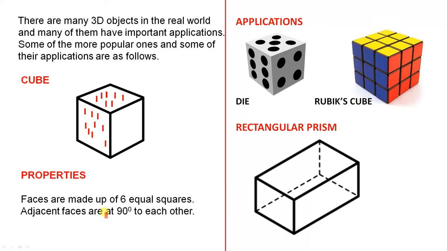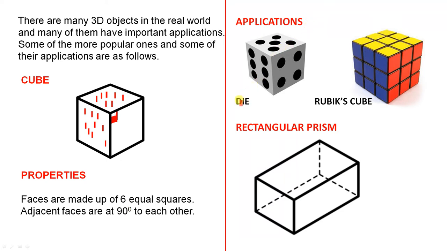Adjacent faces are at 90 degrees to each other. For example, those two faces there that I've just highlighted, they are at 90 degrees to each other, or at right angles. The applications, which means where do we see these in the real world?